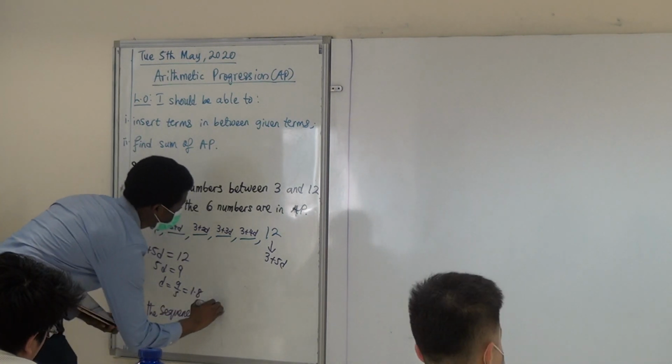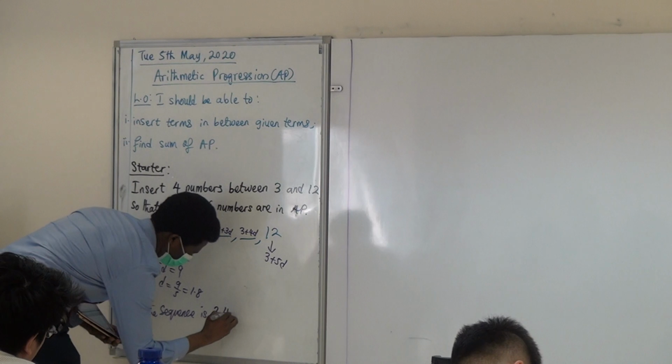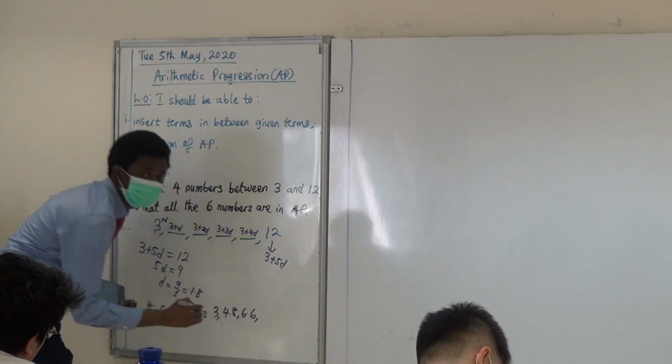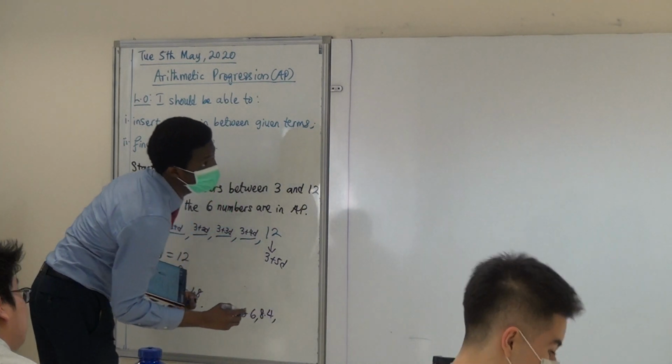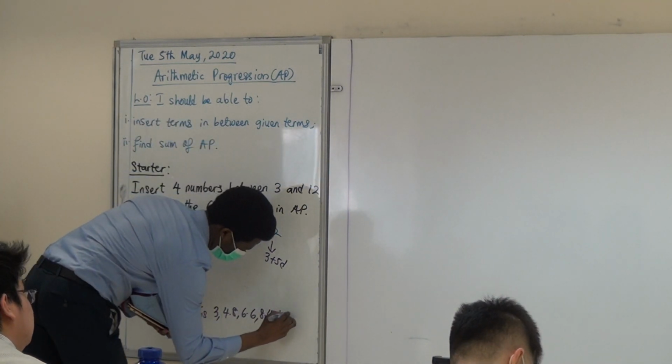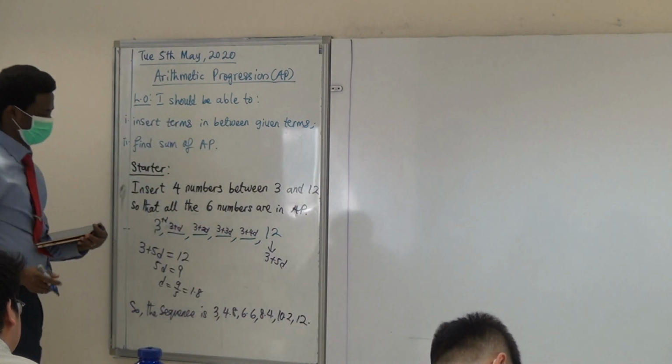On the first one, there's 3, 4.8, 6.6. What's the next one? Can you give me that? 8.4. 10.2. 12. So this is a conclusion. Let's put that.